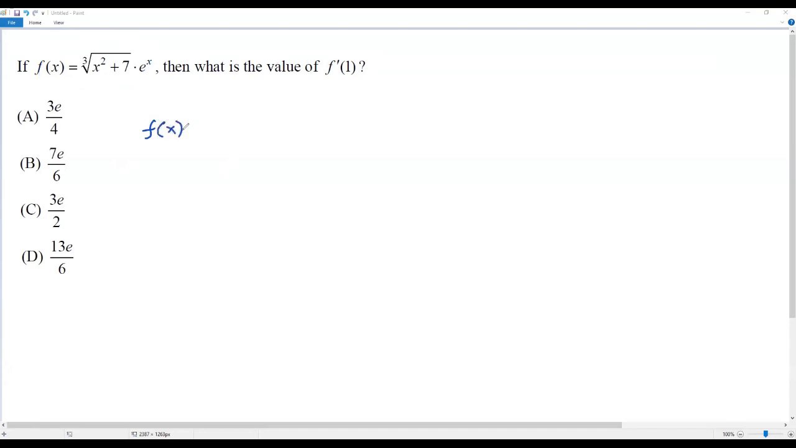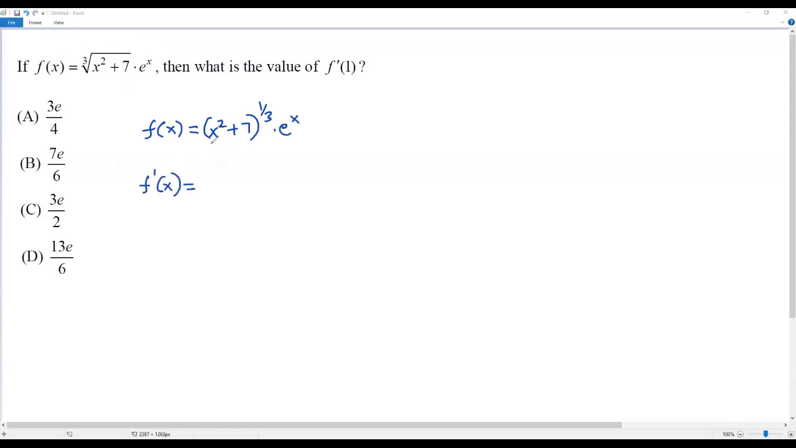For that, we have to write this cube root as an exponent, so that we'll be able to get the derivative of this particular part. When I write this cube root as an exponent, I get the exponent 1/3 for the cube root, times e to the x power. Okay, now we can start finding the derivative. When I find the derivative of f(x), it will become f prime of x.